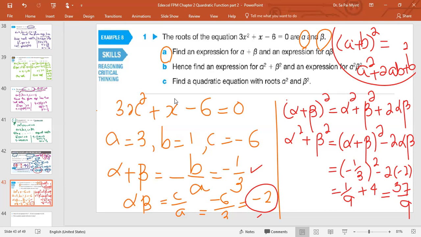Okay. After that, you need to find alpha square beta square. Alpha square beta square means alpha beta the whole square. What do you get? Minus 2 square. What do you get? It is 4.